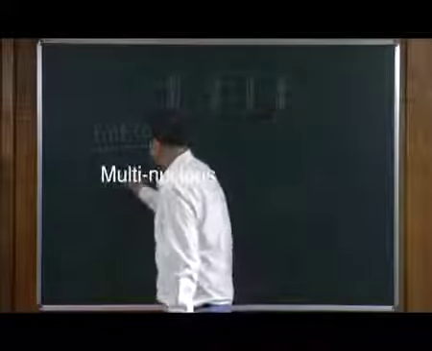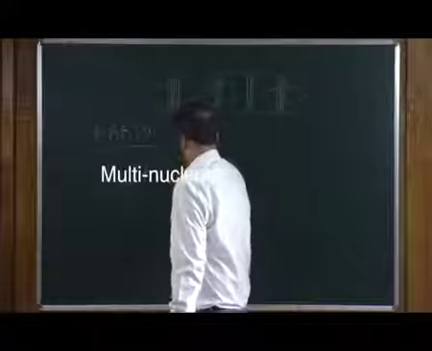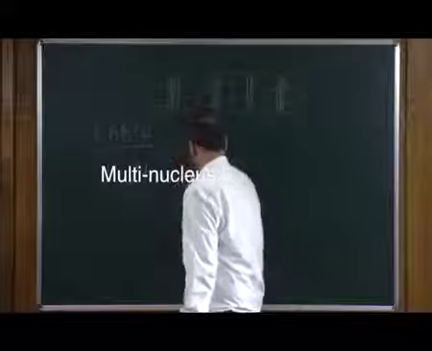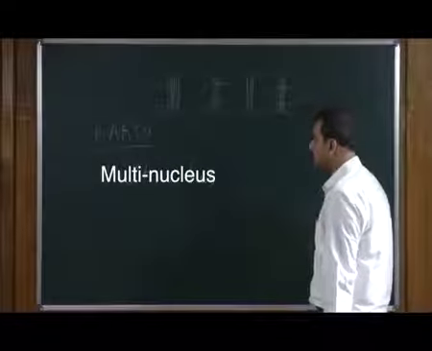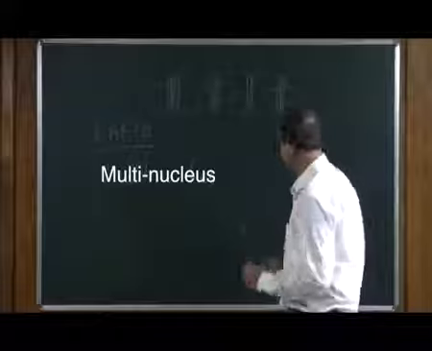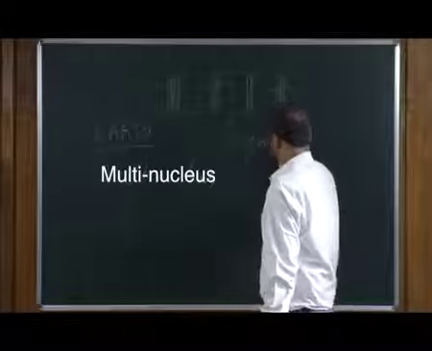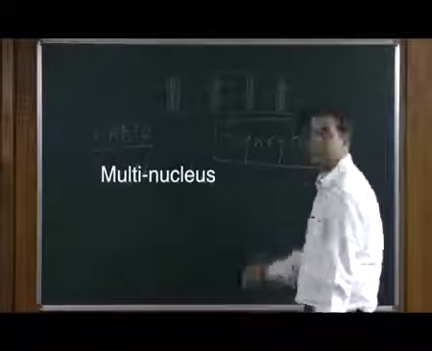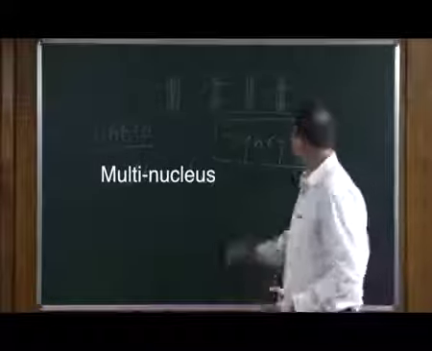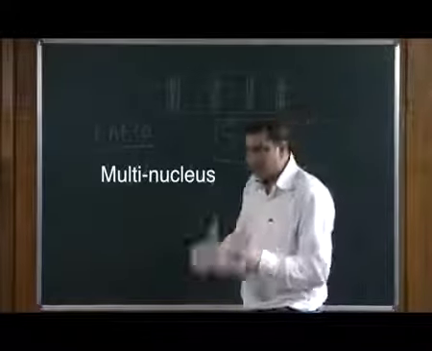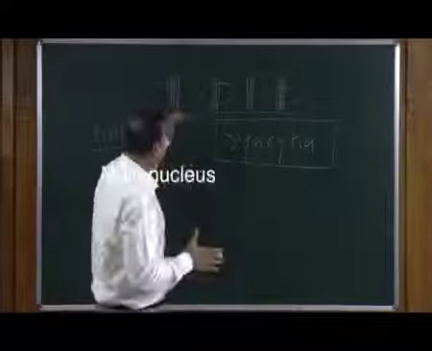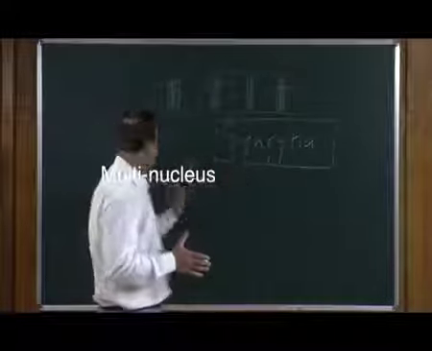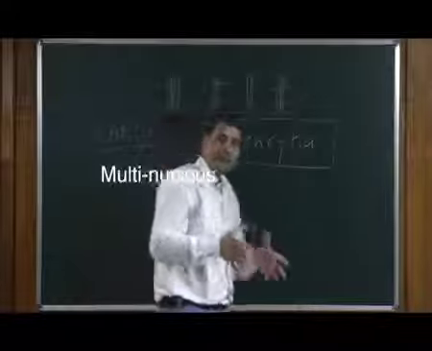So we have multinucleated, multinucleus. This multinucleus condition is called syncytia. Syncytia is a very specific terminology used in biology to describe any cell which is in a multinucleated condition. So more nuclei is called syncytia, and it is nothing but a multinucleus condition.